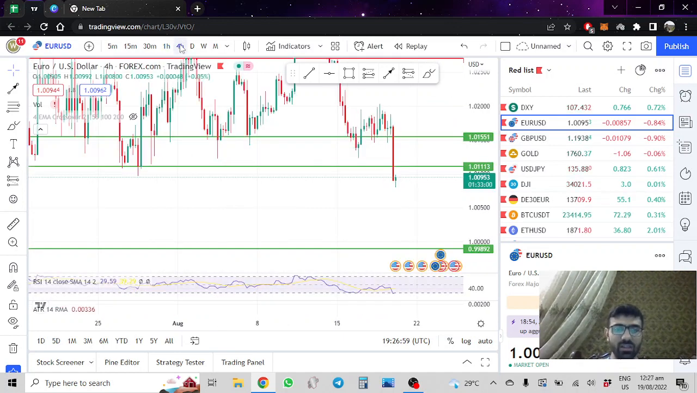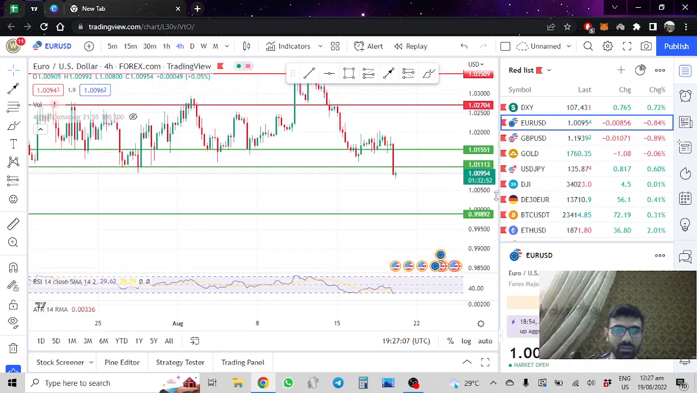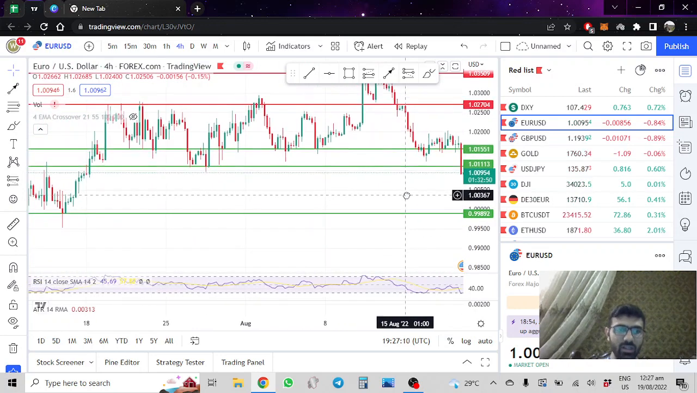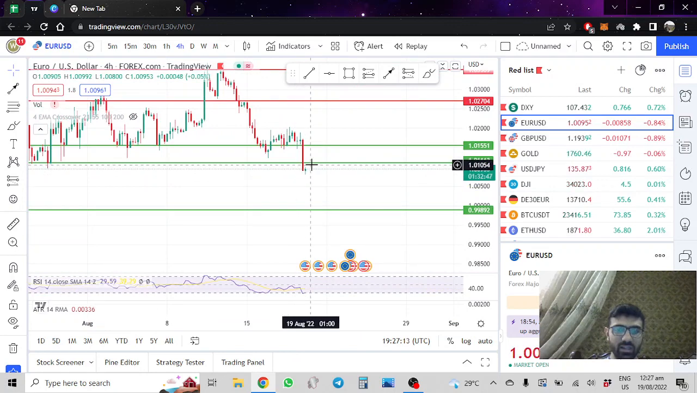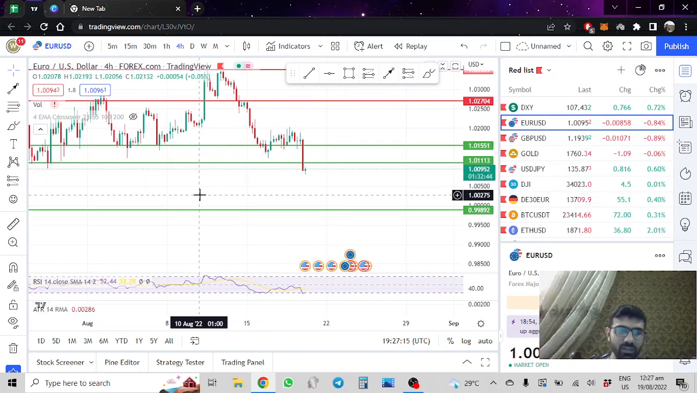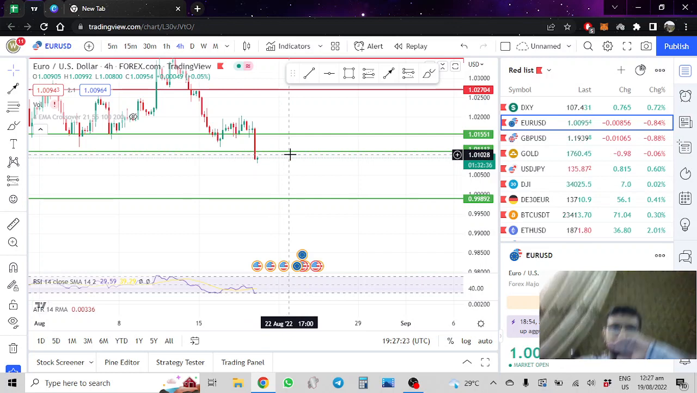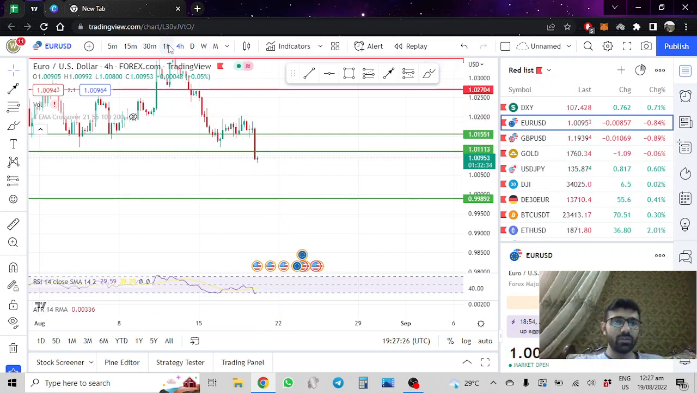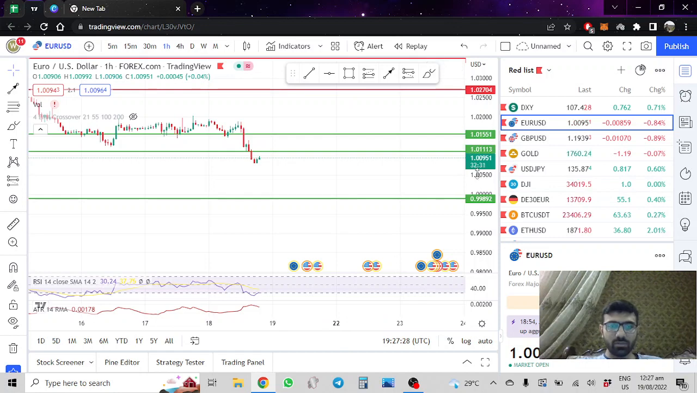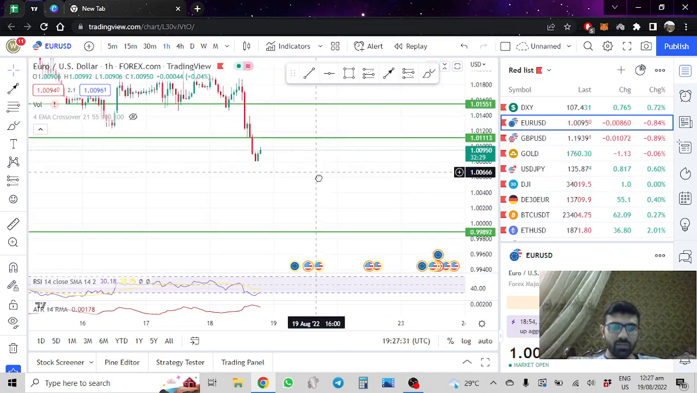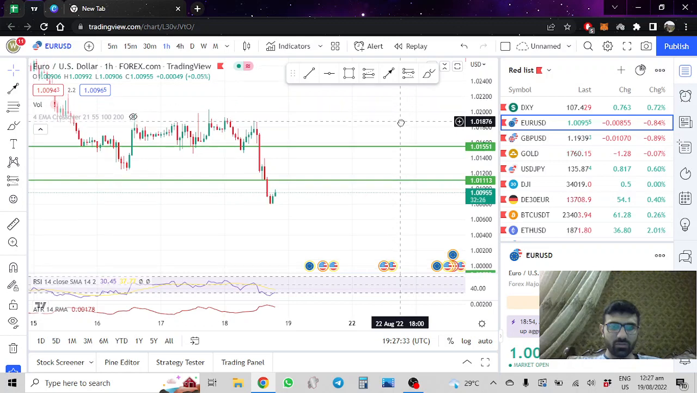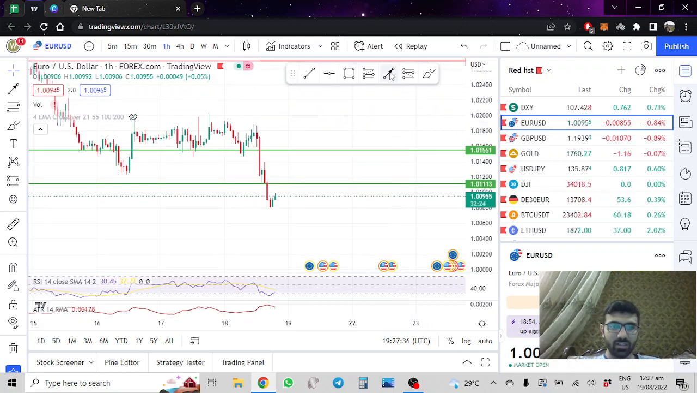Okay, what is the scenario in the 4 hour? This is our level, this is our area of interest. So what I would like to see now is that this area has to be respected, and if this area is respected, then the market would go down further. Sorry for that. So the scenarios that I'm gonna make for you guys would be buying and selling both, so you guys don't fall in a one-sided trap.